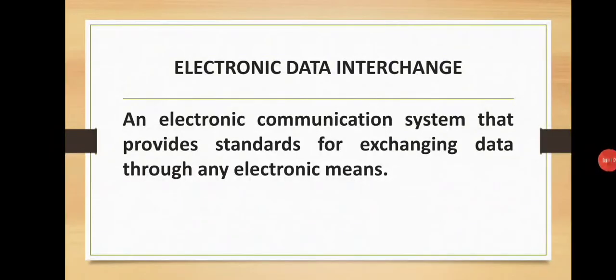Coming to our next topic, it is electronic data interchange. This is also termed as EDI. EDI is electronic data interchange. This is the electronic communication system which provides standards for exchanging data through any electronic means. That is, it might be between two different companies, or between a consumer and a company, or two different countries, and this can electronically exchange documents such as purchase orders, invoices, shipping notices and many others.